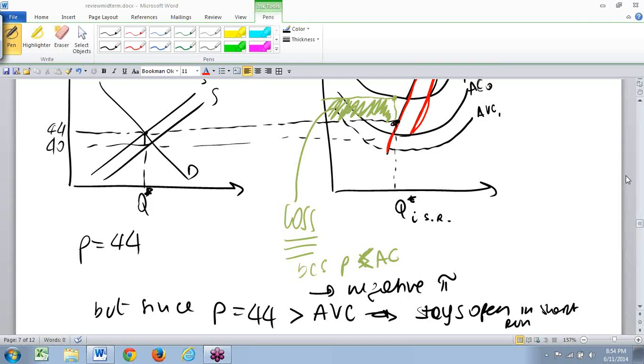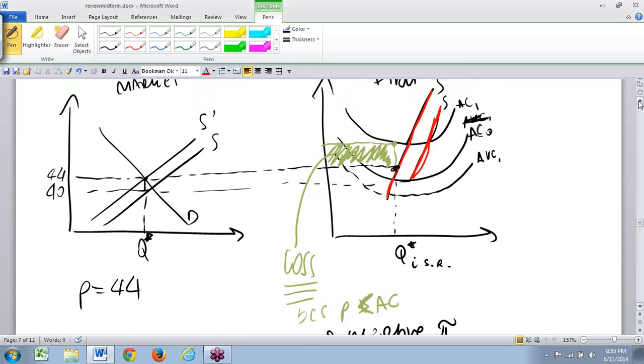Okay, so part C says, given the new short-run equilibrium that you saw in your answer to question B, explain the process of adjustment to a new long-run equilibrium for this market. So now what happens in the long run? As I said, we know that in the short run, if the price is greater than the average variable cost, you continue to produce.